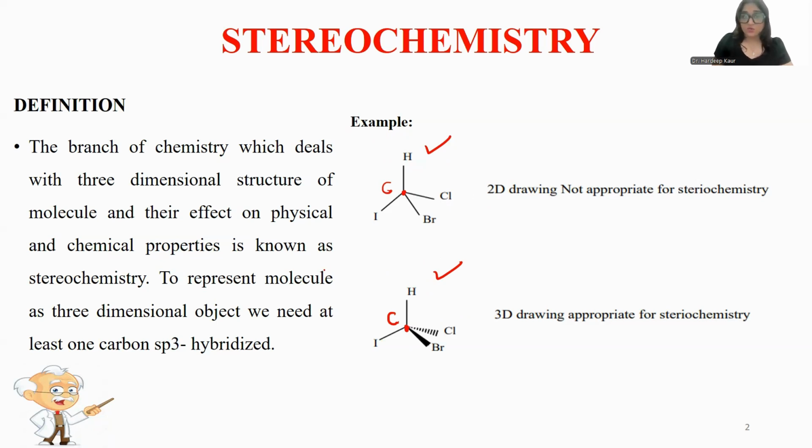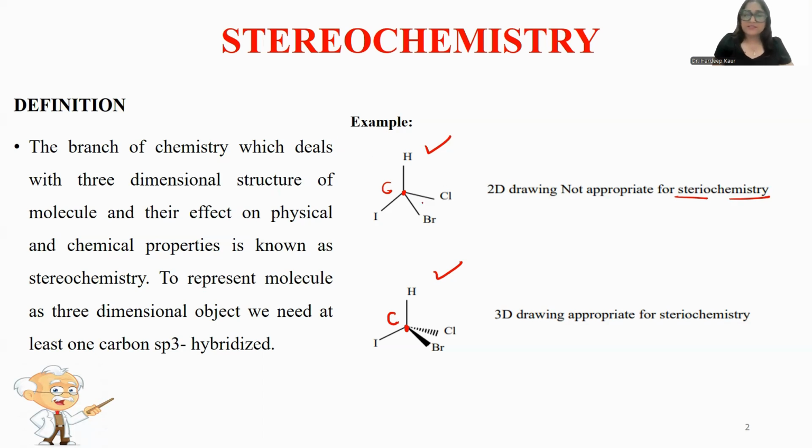We are using this word stereochemistry. What does stereochemistry mean? Stereo, basically, we deal with the 3-dimensional structure of a compound, which also shows its effect on its physical and chemical properties. So this is a particular branch of science which deals with the 3-dimensional structure of a compound and its effect on the physical and chemical properties. This is known as stereochemistry.